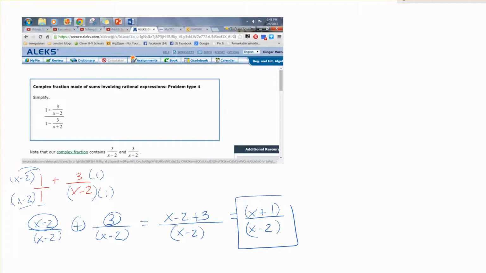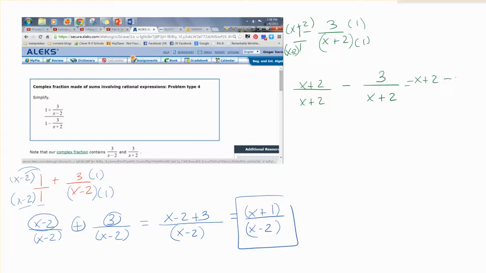Now the bottom expression is 1 minus 3 over x plus 2. So we have 1 over 1 minus 3 over x plus 2. The procedure here is the same. We're going to multiply the first one by the x plus 2, top and bottom. Second one gets the 1. We simplify, we get x plus 2 over x plus 2 minus 3 over x plus 2. Link it together from left to right. So we have x plus 2 minus 3 all over x plus 2. That simplifies on the top to x minus 1 over x plus 2.